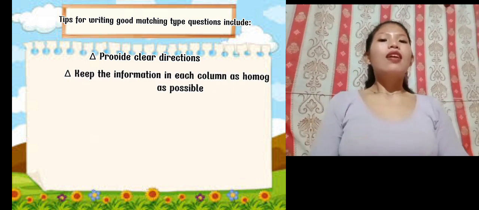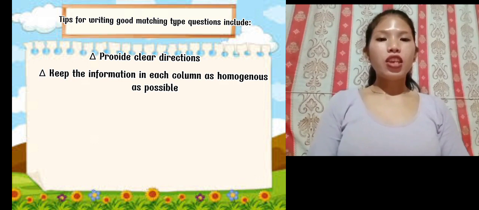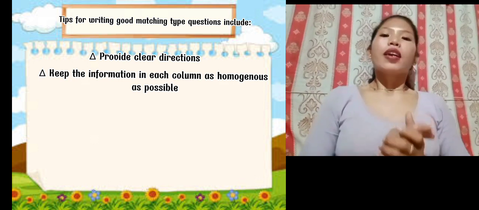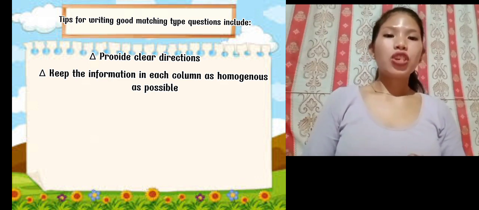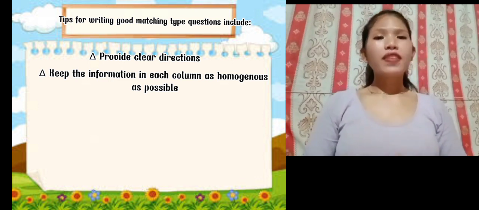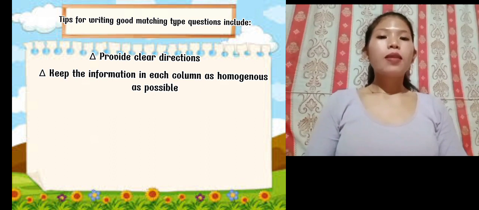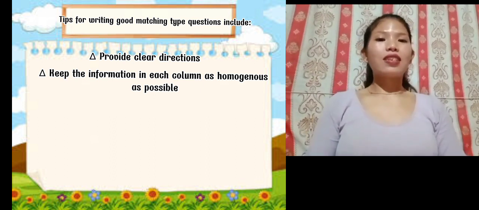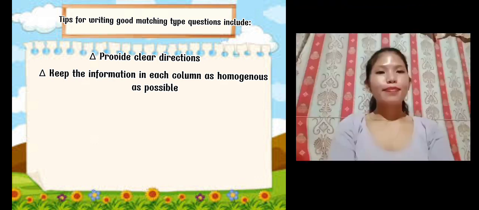So second, keep the information in each column as homogeneous as possible. Keep the two sets of items homogeneous. For example, column 1 may list events and column 2 may list dates. Do not combine events and dates and names in one column.